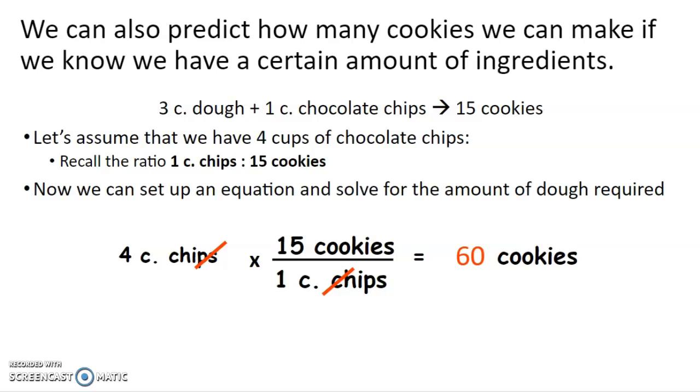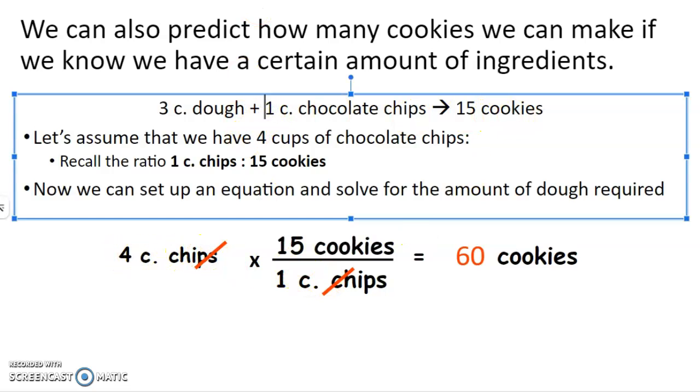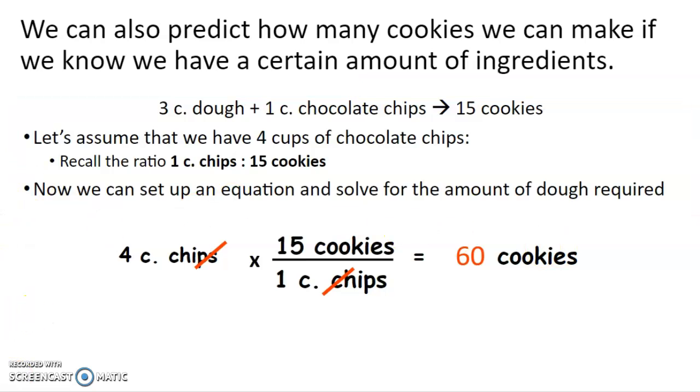So we can also predict how many cookies, not necessarily how many chips and how many cups of dough, but if we're given 4 cups of dough, to determine how many chocolate chips are needed. So here, if we were to input chips, you'd have to do your ratio still. 1 cup of chips to 15 cookies. But if we have 4 cups of chips and only 3 cups of dough, that wouldn't work because we need 3 cups of dough for every 1 cup of chocolate chips. So we would need more dough also. You can't just have more of one ingredient.